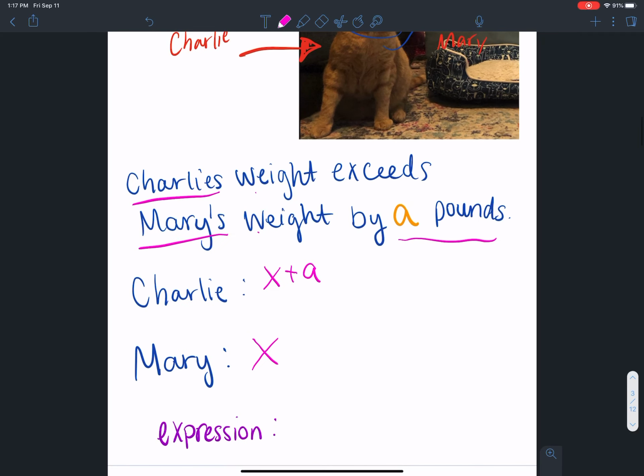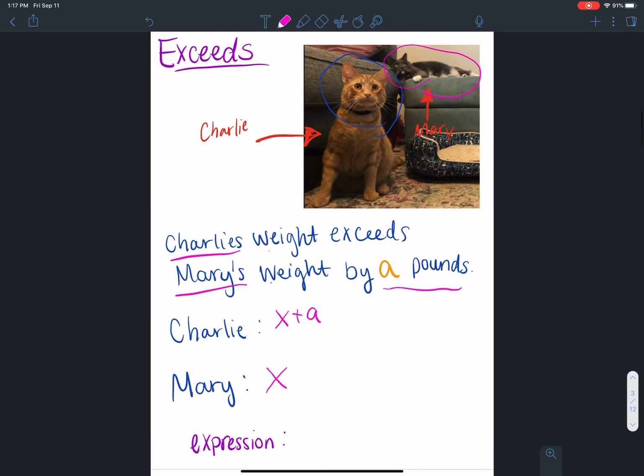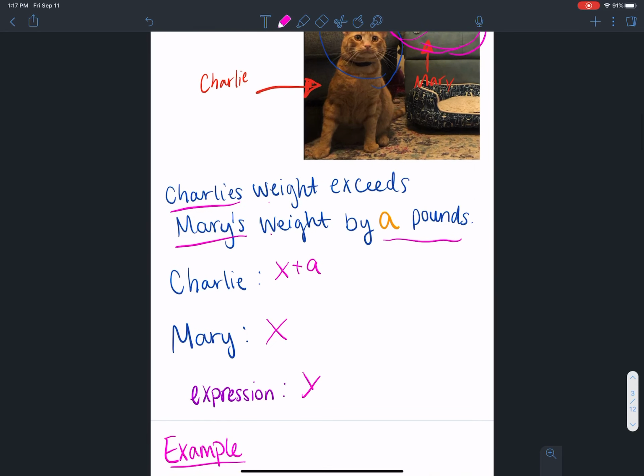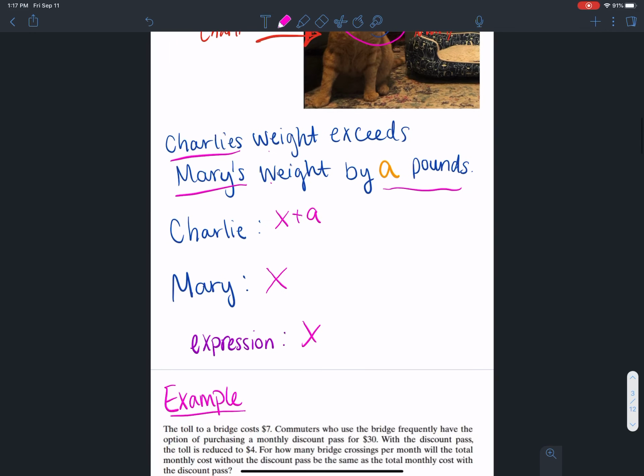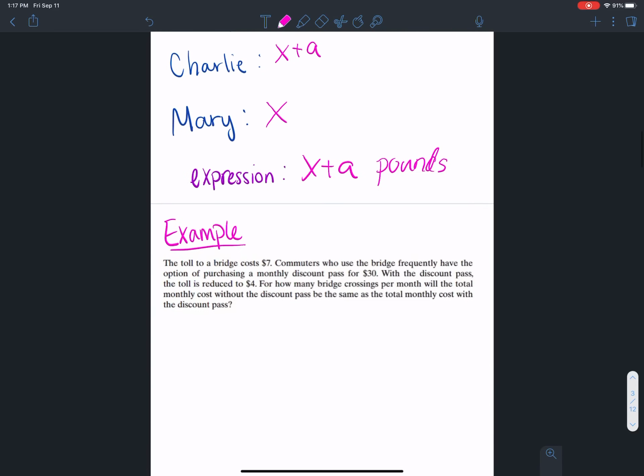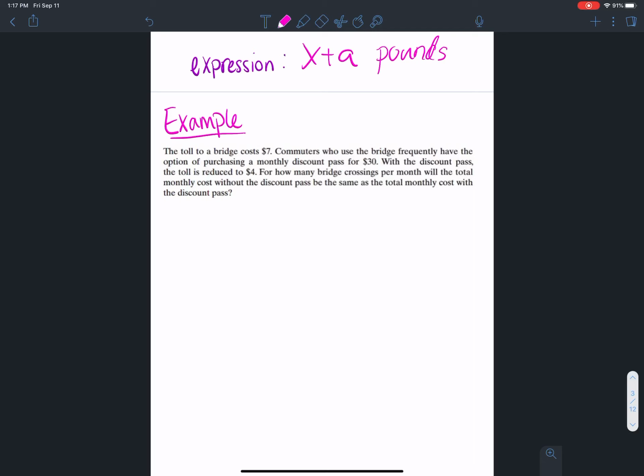So if I asked you, well, how much does Charlie weigh? Or actually, you know what? Let's start with Mary first. Charlie's always getting all the attention. How much does Mary weigh? You would say, well, Mary weighs X pounds. Okay? And that's it. What if I asked you, how much does little Charlie weigh? You would say, well, Charlie weighs X plus A pounds. Okay? That's it. Let's look at another example.